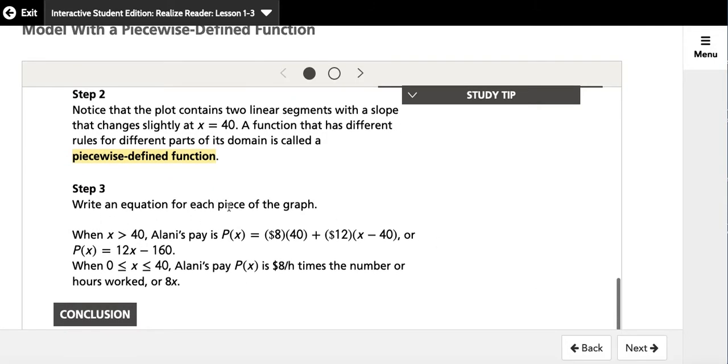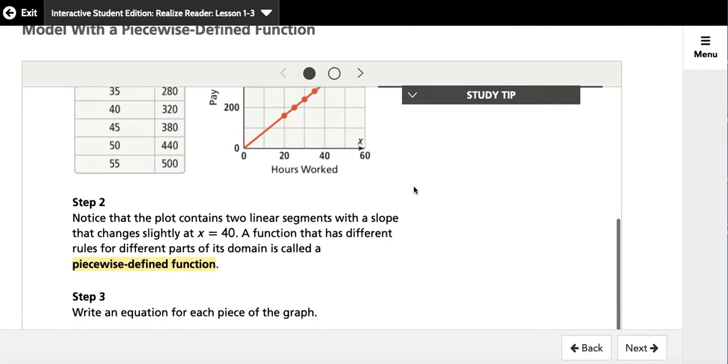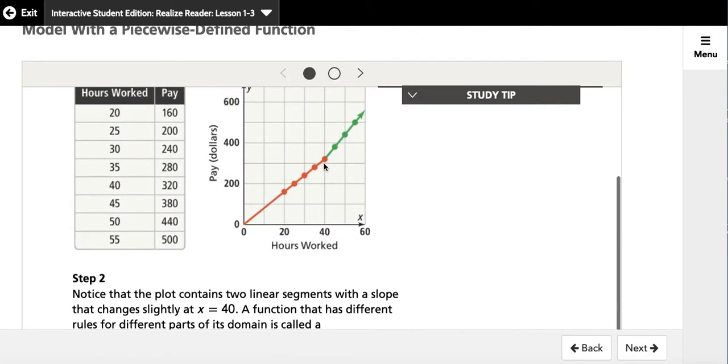Step 3, you write an equation for each piece of the graph. So when x is more than 40, I don't know why they started with that one. I would start with this one first, because it's the easier one. From 0 to 40, Alani's pay is just $8 an hour. So that's 8x. The equation of the red graph, the red line, is 8x, and that's from 0 to 40 hours.